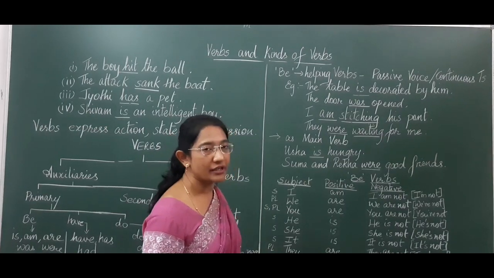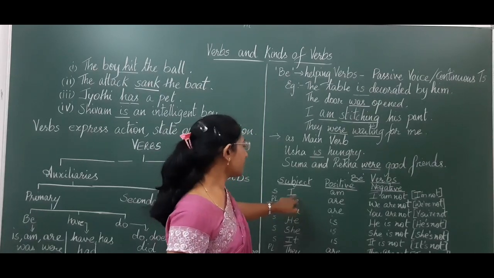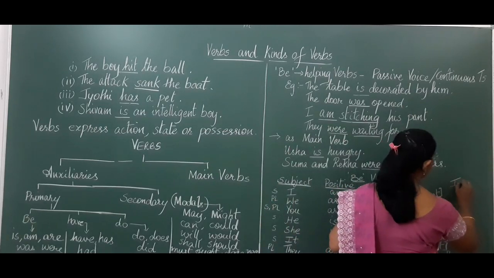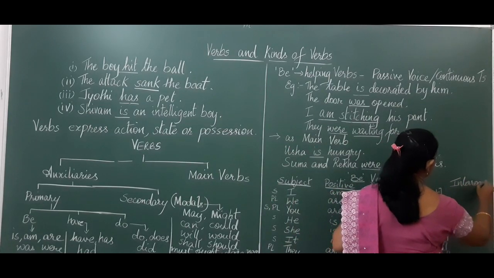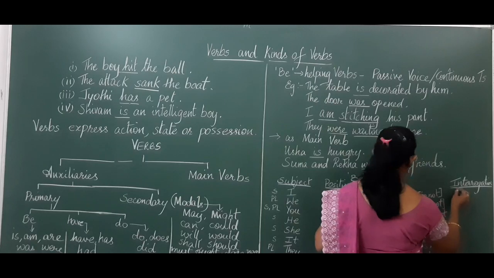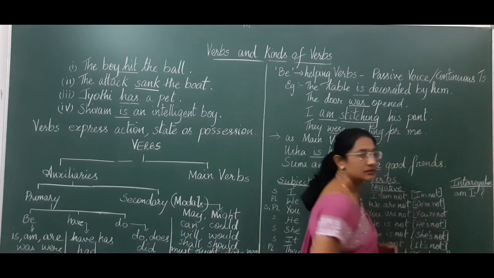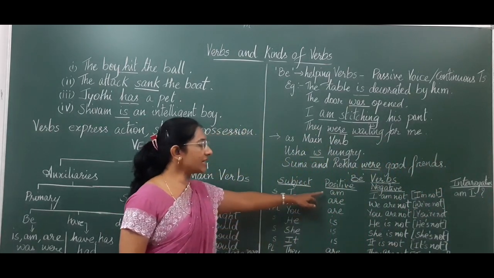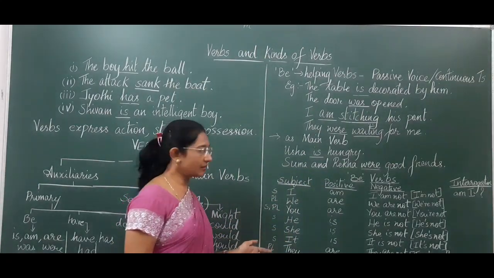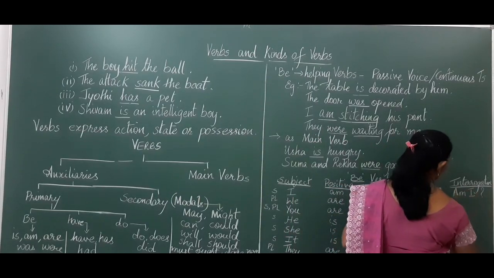Then we see the interrogative form of the be verbs taken with the subjects. First subject, I am, becomes interrogative: am I. So you place the helping verb in the beginning to form a question. It begins with a capital letter: Am I.